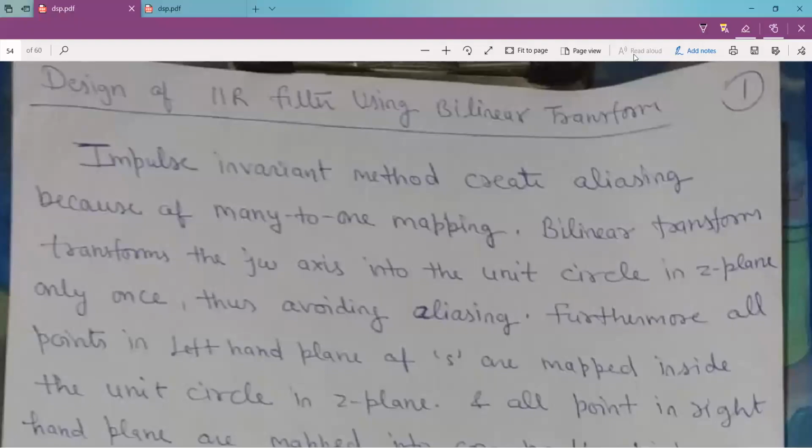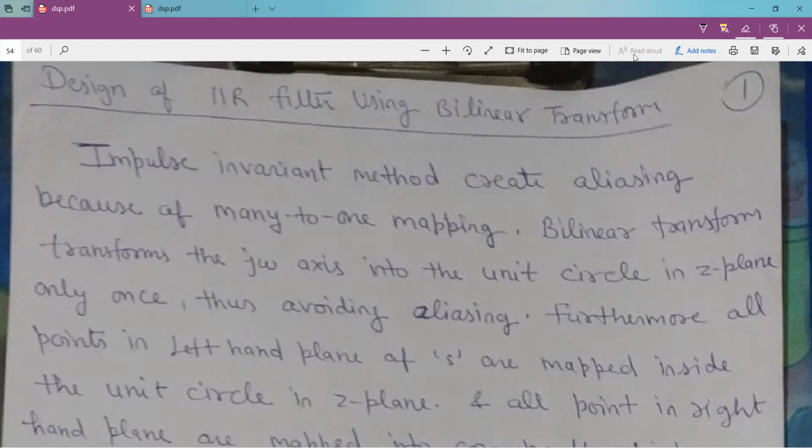Dear students, in this video, we will understand the designing of IIR filter using bilinear transformation method. Here, I want to mention that this is the transformation method to transform analog prototype Butterworth filter designed from the given specifications into the desired digital filter.